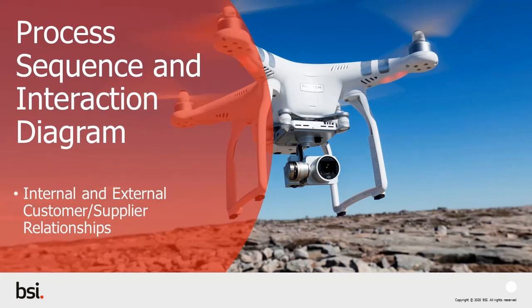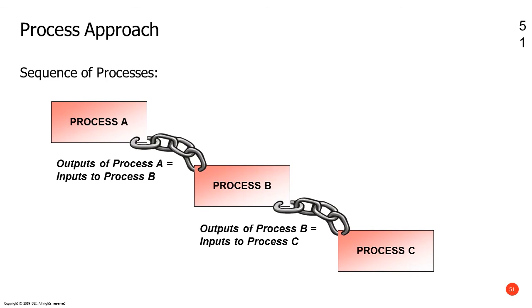Going on to the process sequence and interaction diagram now, this is how we join it all together, so we look at the flow. In essence, you have process A, the outputs of process A going to process B, the outputs of process B going to process C. So that's your customer-supplier relationship, drawing it together.